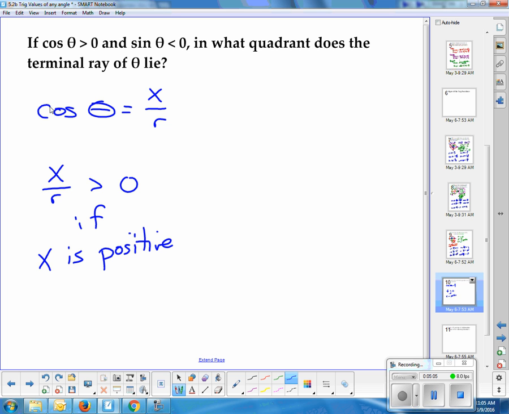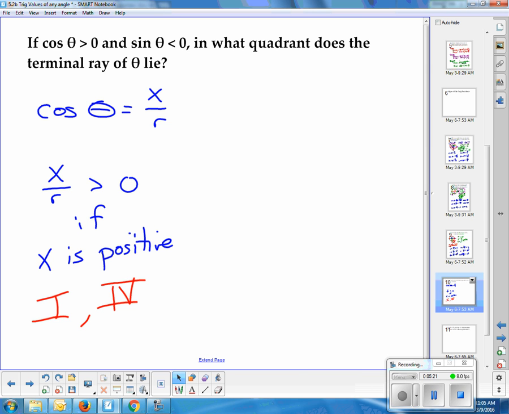We don't have to worry about r because r is a radius and r is always positive. And so then x is going to be positive in the first quadrant and the fourth quadrant. I mean, that's where the x coordinates of points are going to be positive for our terminal ray.